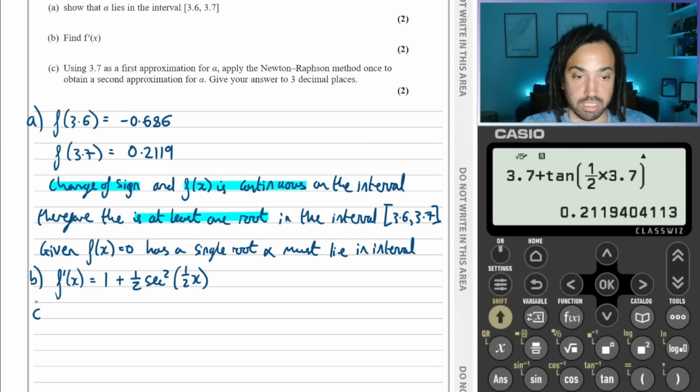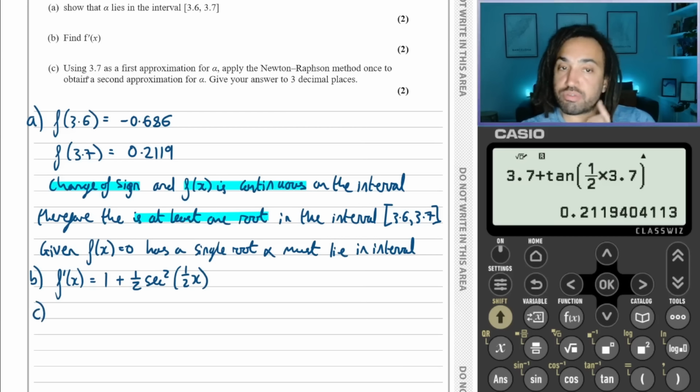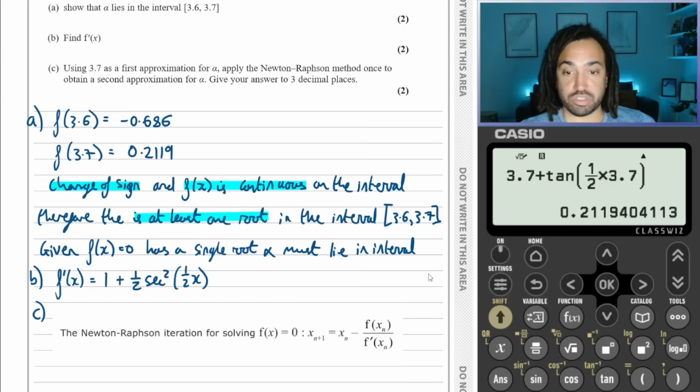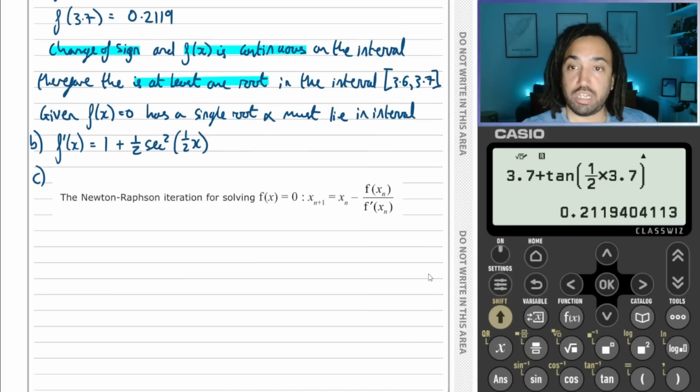Part C. It says, using 3.7 as a first approximation for alpha, apply the Newton-Raphson method once to obtain a second. Okay, so let's find the Newton-Raphson formula. And there we have it. That's straight out of the formula booklet.